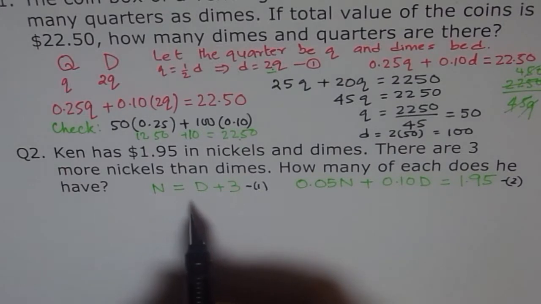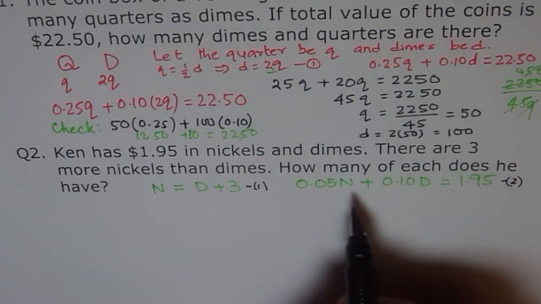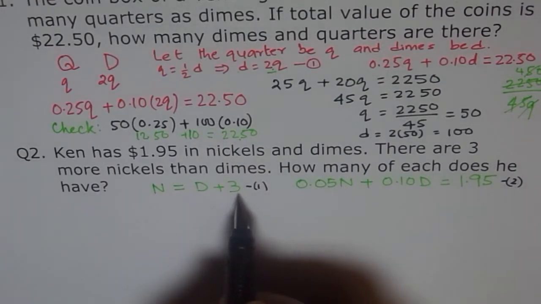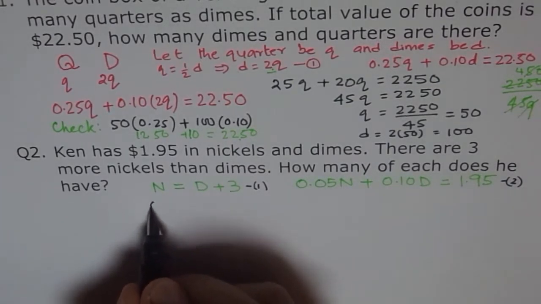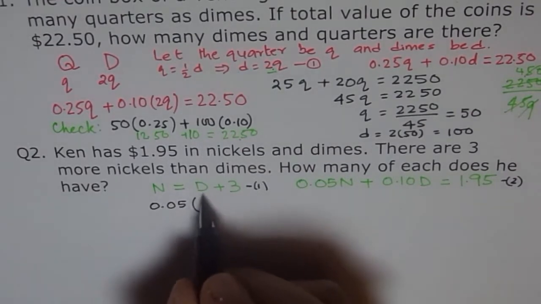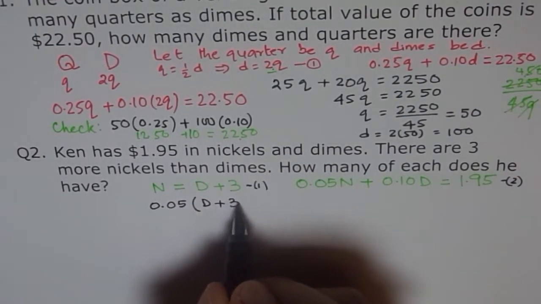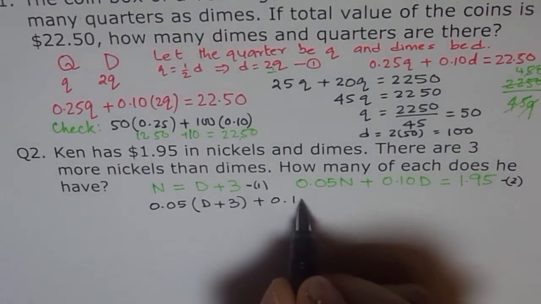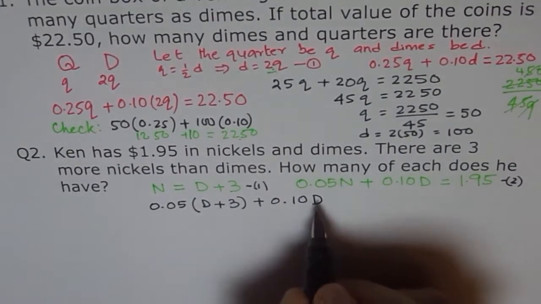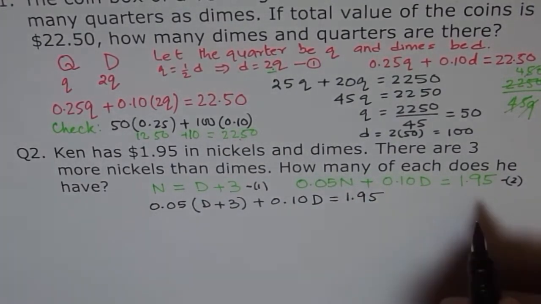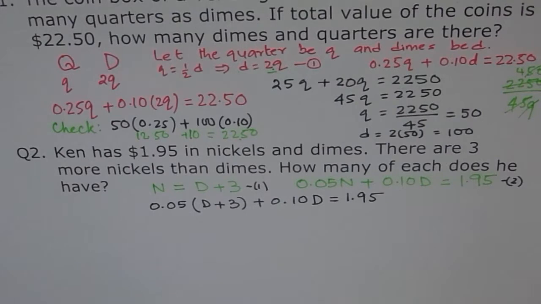So I have to eliminate my variables. In this case, I can eliminate n by writing n equals d plus 3. So I'll do that. So I'll say 0.05 times n is d plus 3, right? D plus 3 plus 0.10 dime is equal to 1.95. Is it okay? Now, I would like to leave it here.